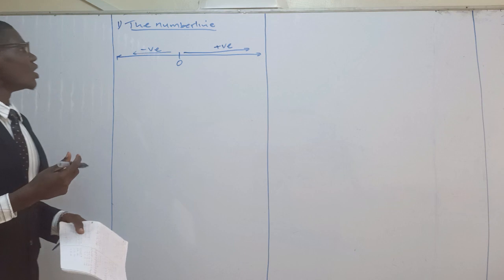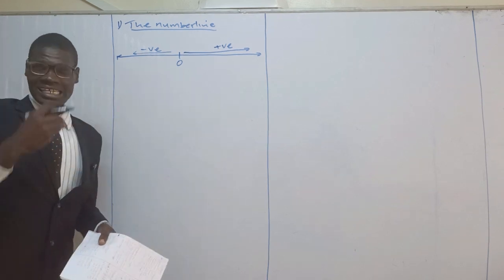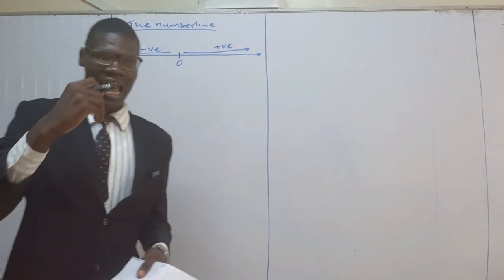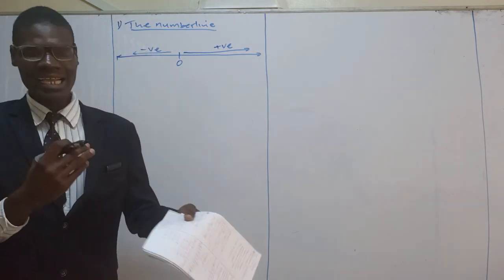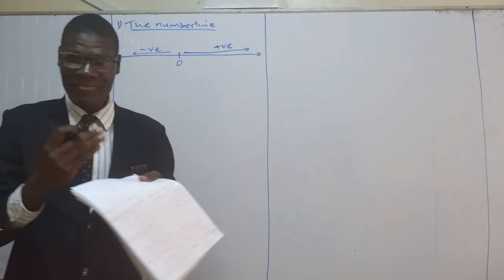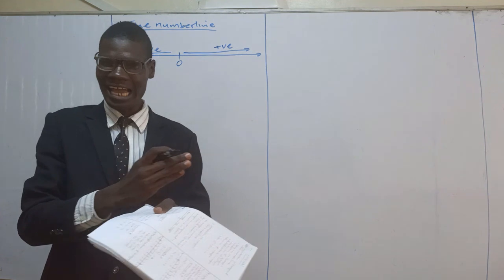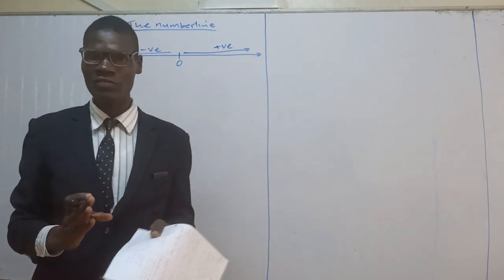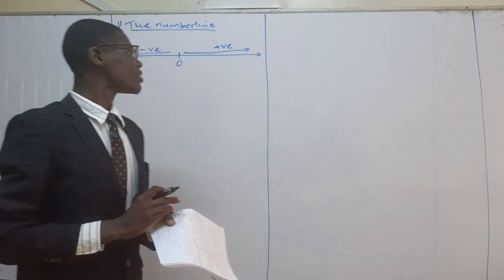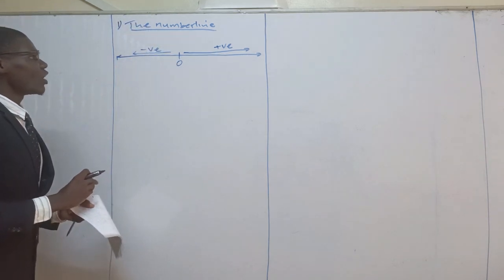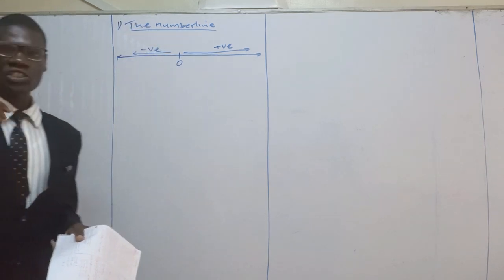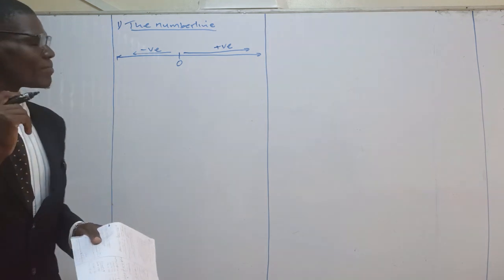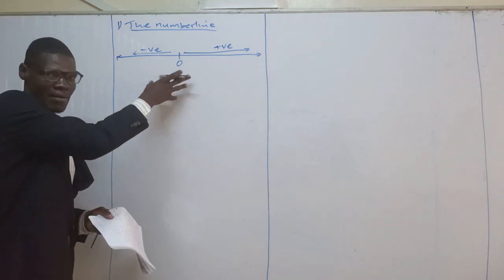Now, when we are talking of an integer, this is simply a number, may it be negative or positive or even zero. It is just a number, regardless of the sign of that number. All operations on integers can be done using a number line.